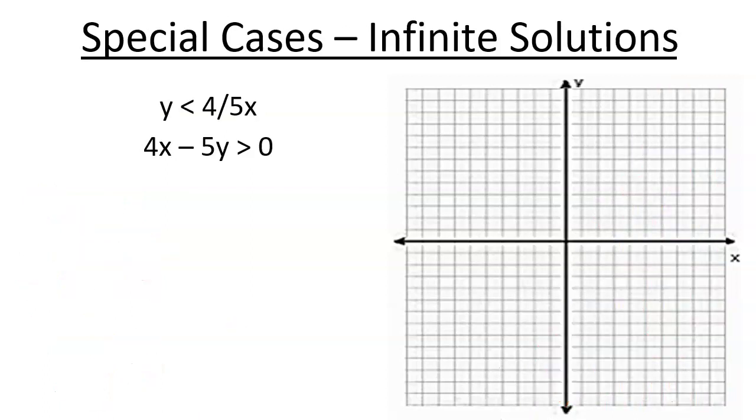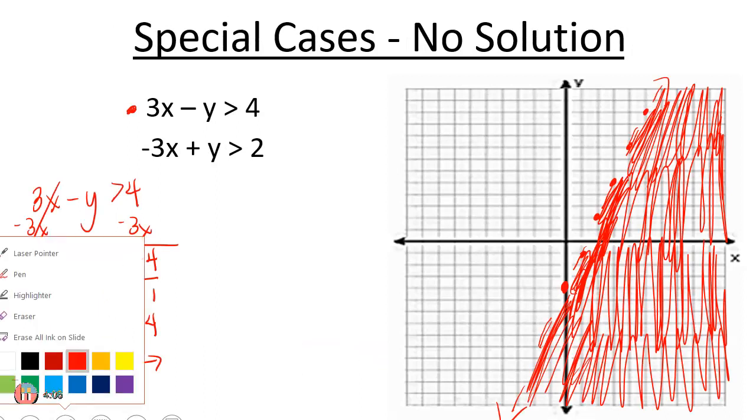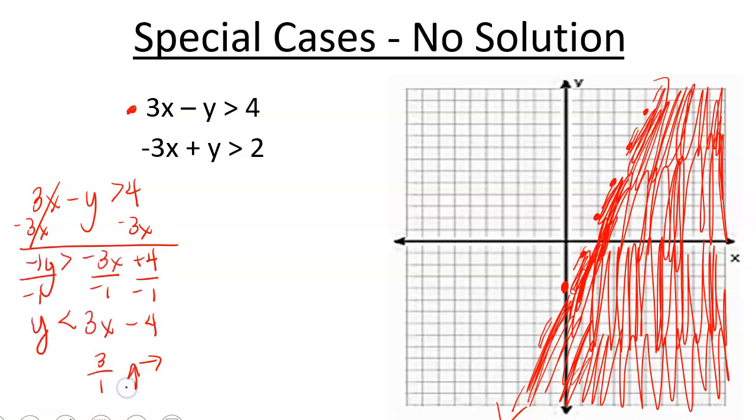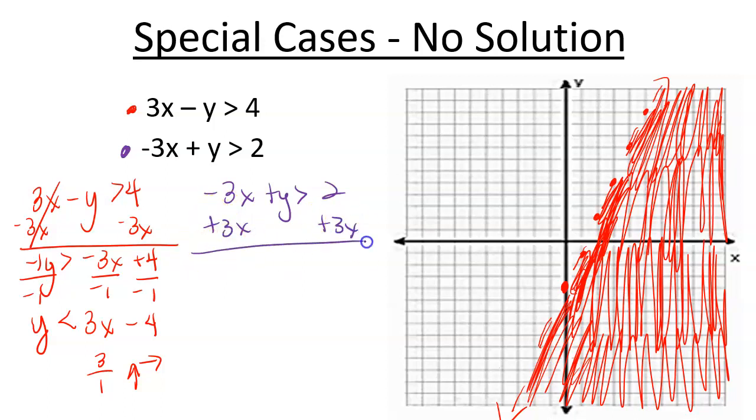Bear with me just a second. There we go. I'm going to change colors. Let's do purple. So negative 3x plus y is greater than 2. So again, to get this in slope-intercept form, I need to move my slope first. It's negative 3x, so I'm going to add 3x. That gives me y is greater than. Slope comes down first, then y-intercept. So I have y is greater than 3x plus 2.